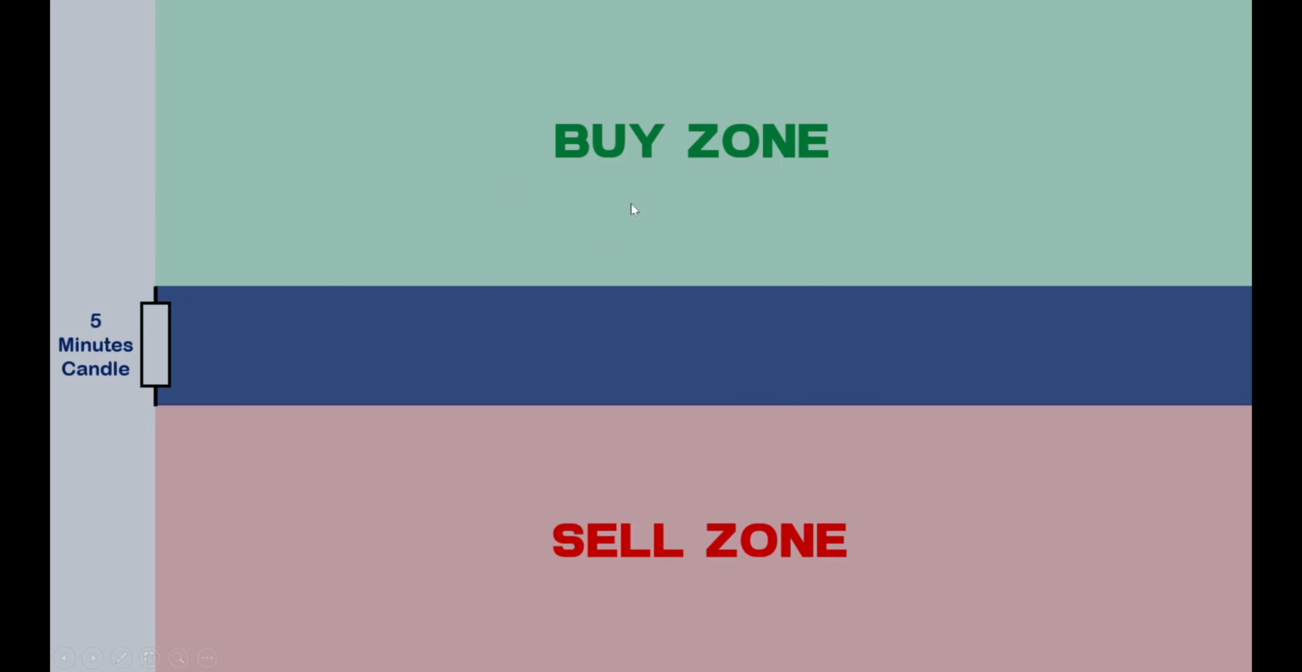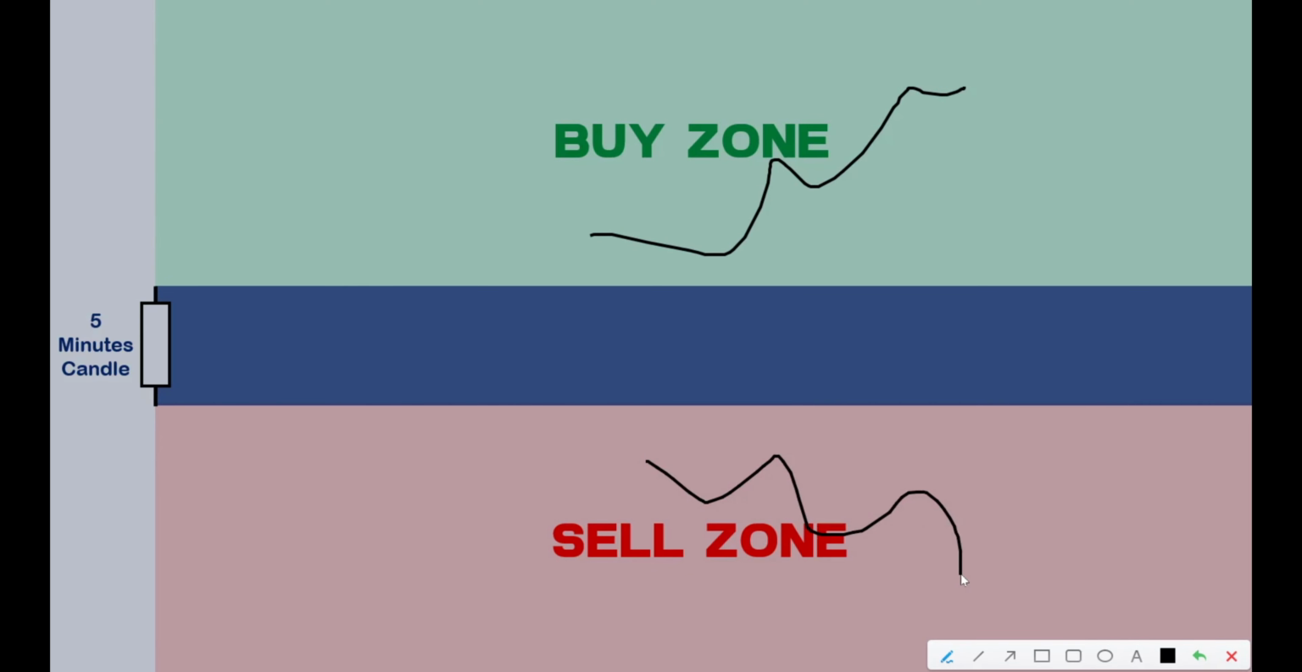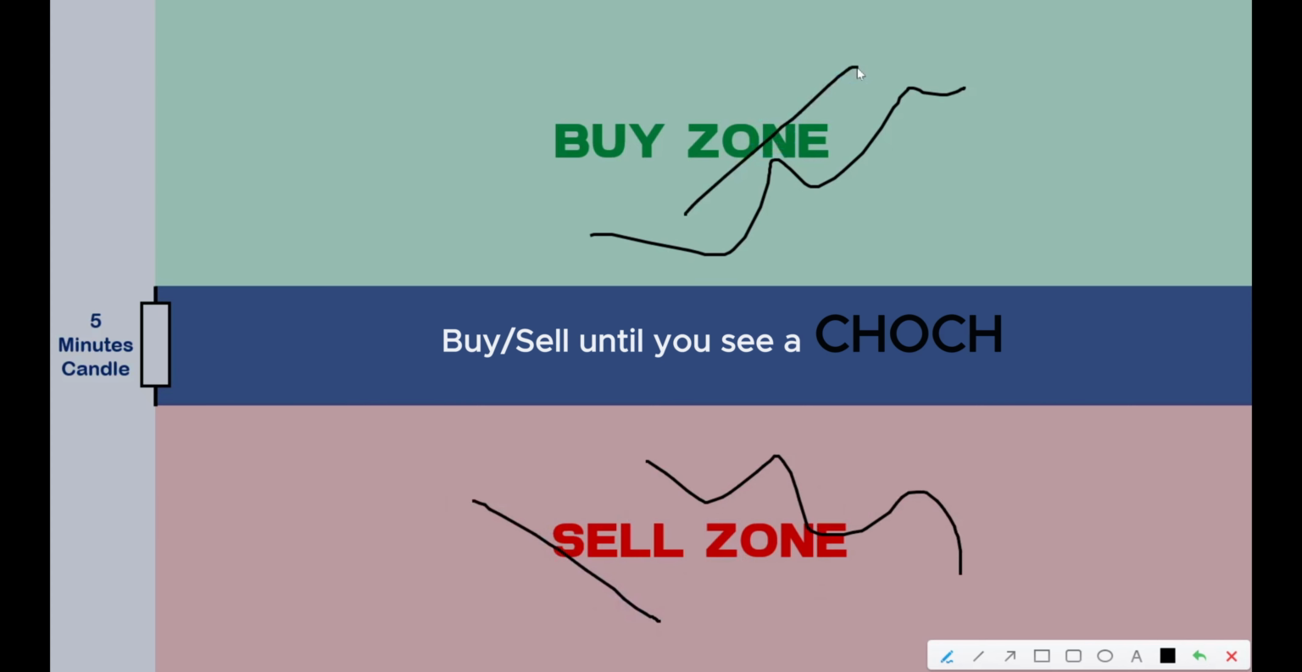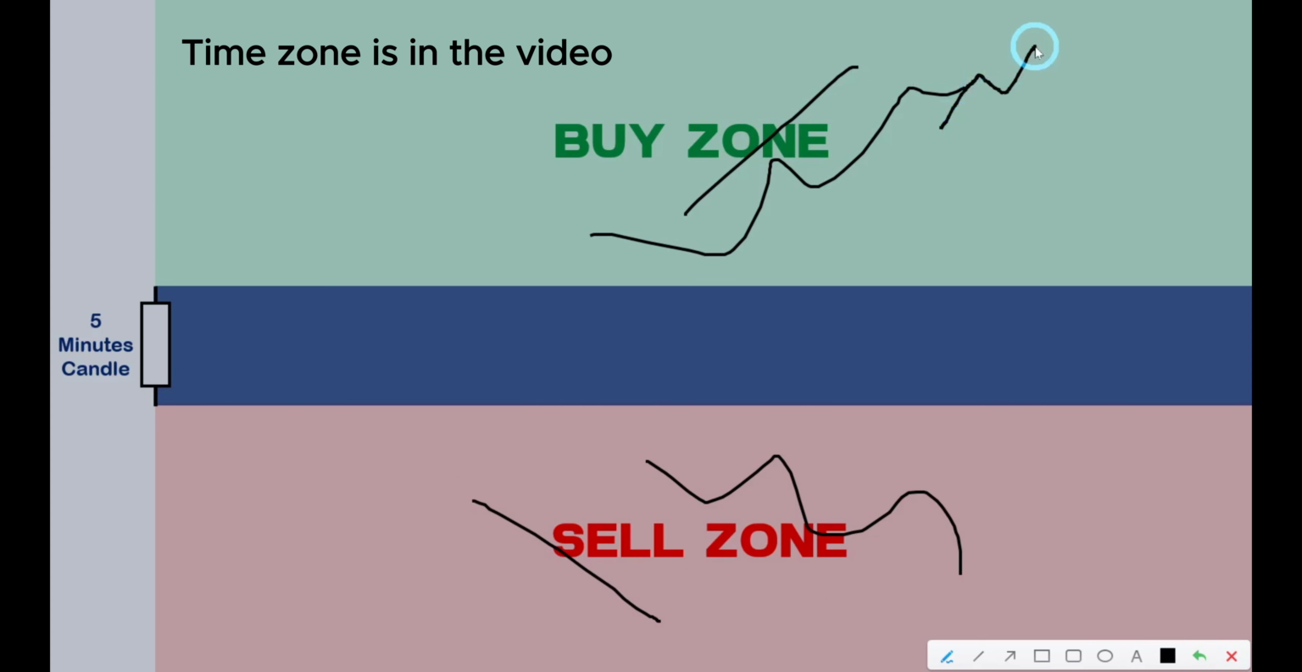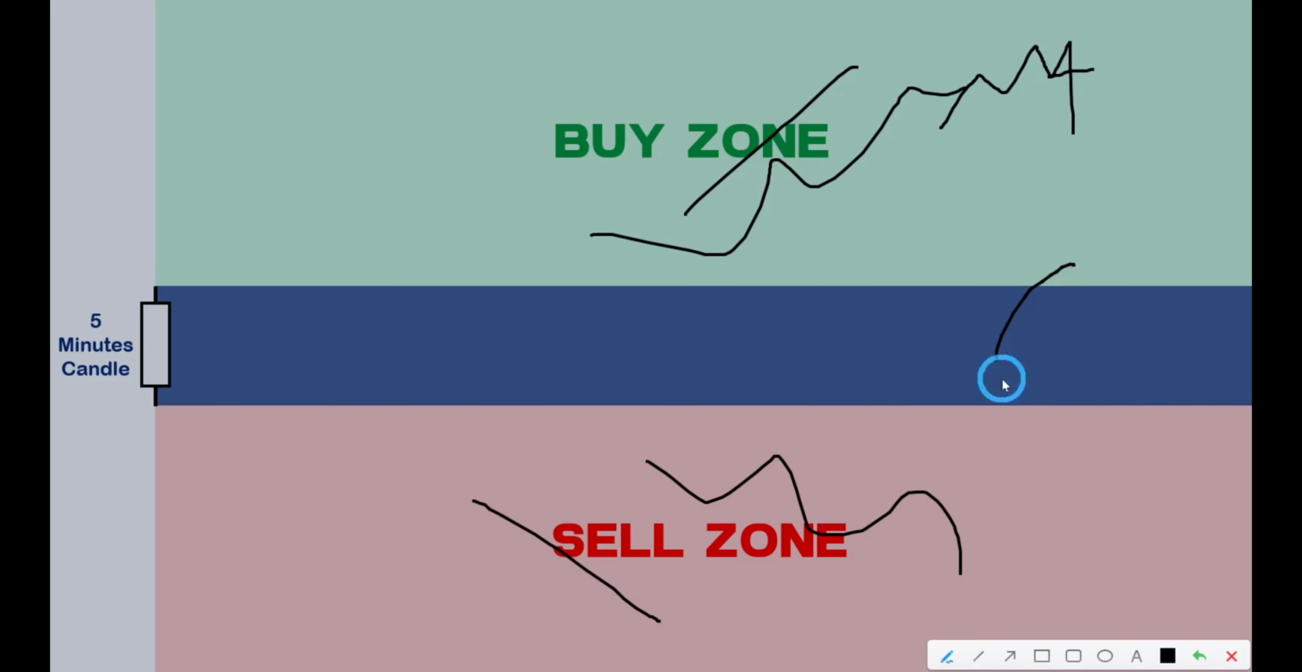All trends that are above this level are buy zones. All trends that are below these levels are sell zones. When you are below this level, you sell to the downside. When you are above this, you buy until you see a change of character, right? So you buy until you see a change of character here. When you see a change of character, then you know we are retracing back to this level. When we drop through this level, then you sell again.